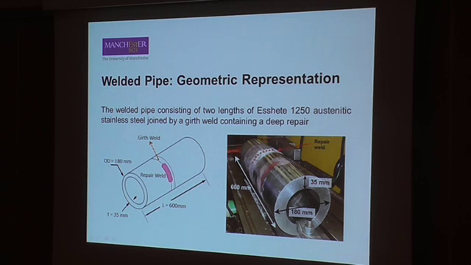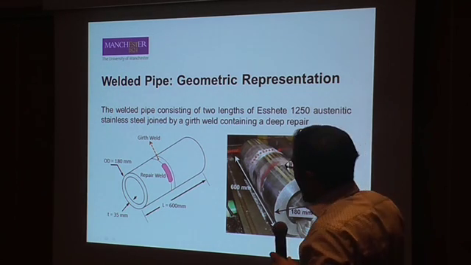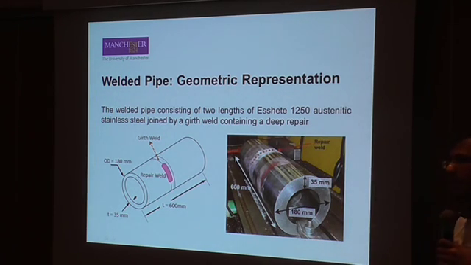Okay, let's go to the second part. I just implemented my constraint function for welded pipes. These pipes are combinations of 2 stainless steel joints by groove welds and also repair welds. The repair weld is presented here in pink color.